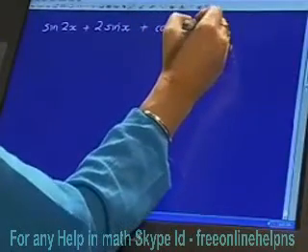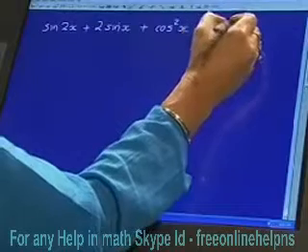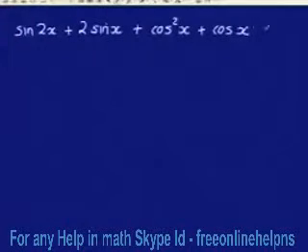Right. Plus cos x is equal to 0. And what do they now want you to do? Solve for x between the interval minus 90 and 180.